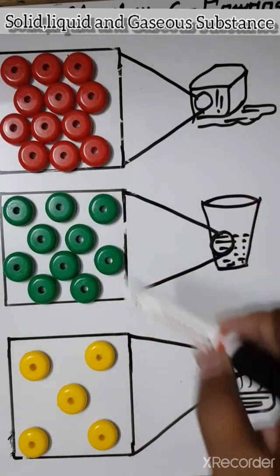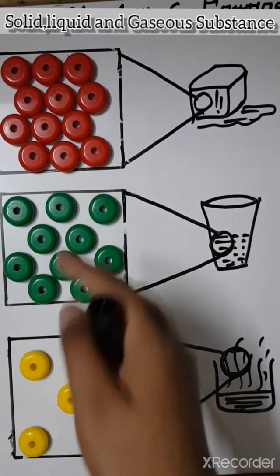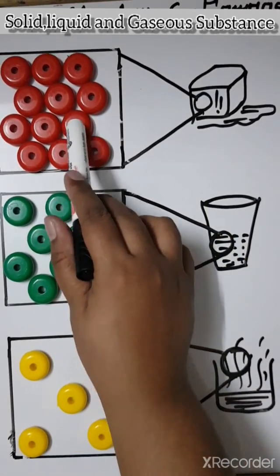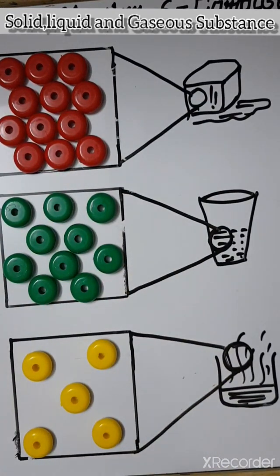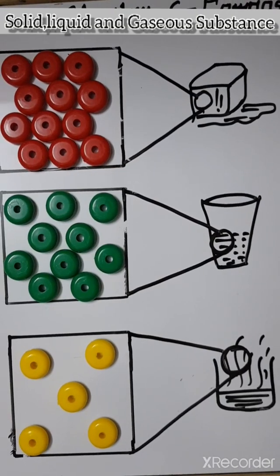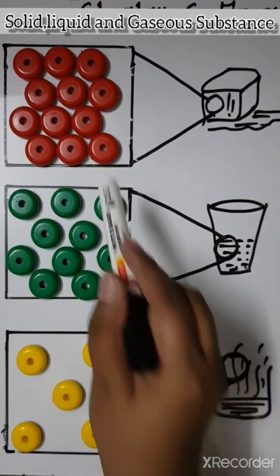So in a solid state, molecules are very close, and that's why solid states have a definite shape. And another thing, as they are very close to each other, there is more force of attraction between these molecules. And as there is more force of attraction, they cannot move from their place because they don't have space.